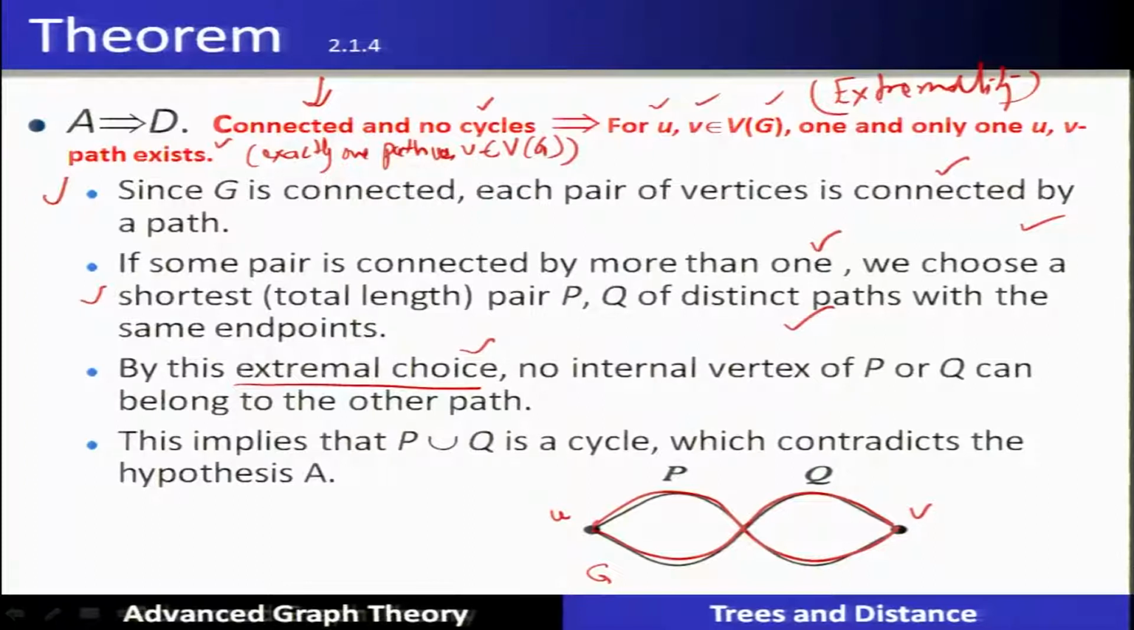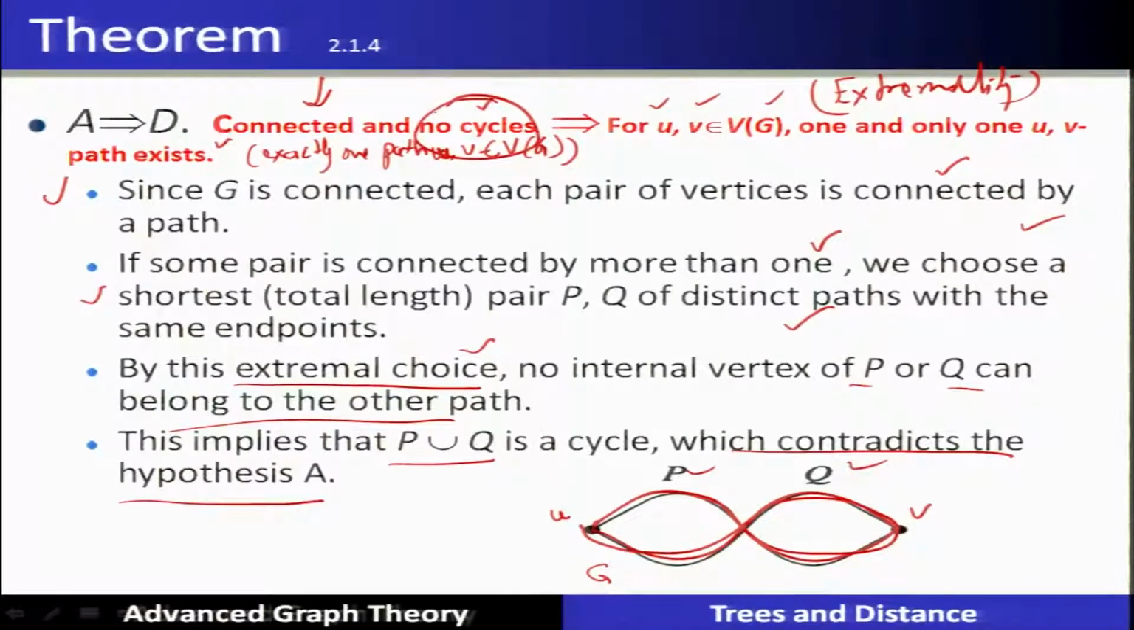By this extremal choice, no internal vertex of P or Q can belong to the other path. So, this implies that P union Q will form a cycle, which contradicts hypothesis A, which assumes that the graph is connected but does not have any cycle. Hence, this assumption that it is connected by more than one such path is also contradicted. Hence, it is connected by exactly one path.